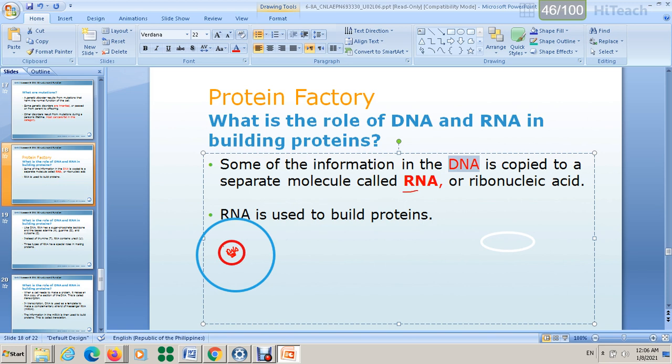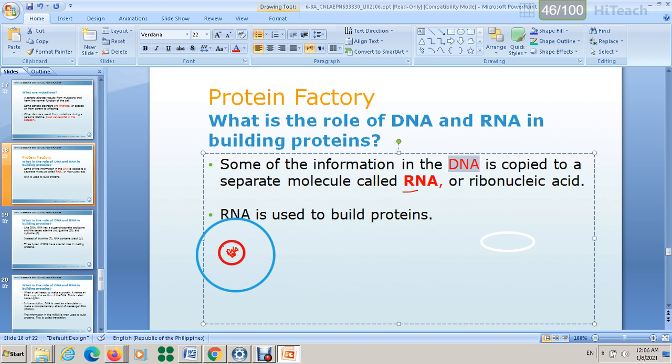So all the information will be copied. I'll give you an example. For example, if you have a cooking book, and you don't want to keep it in the kitchen all the time, because it's going to be used inside the kitchen, you just copy the information in the book onto a separate paper and start to work on this separate paper. The same thing here for the DNA. The DNA carries the information, and we just copy the information onto another molecule.